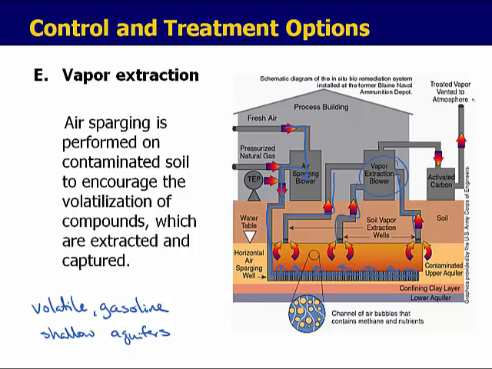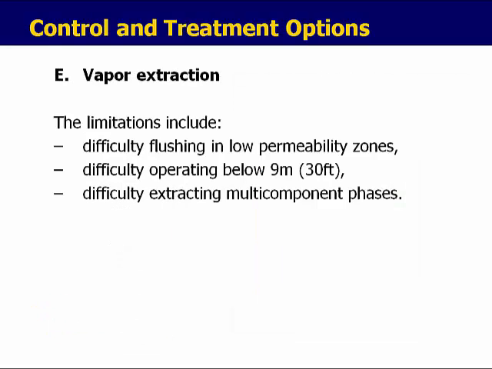This can be an extremely effective procedure for volatile contaminants, and also a very small footprint. Some of the limitations for this is that you need a fairly high permeable zone for that gas sparging to work, so low permeability zones are difficult. It's difficult to get good extraction at depth, and it really is meant to extract volatile fractions, so multi-component phases such as liquid phases with a low volatility are not appropriate.